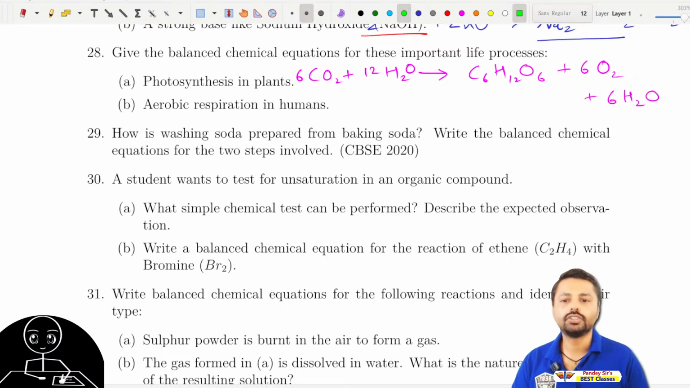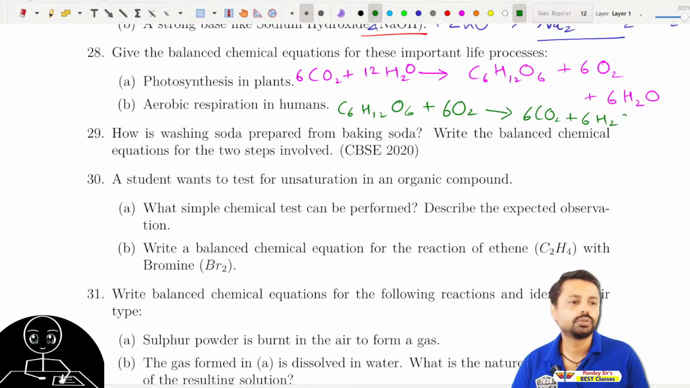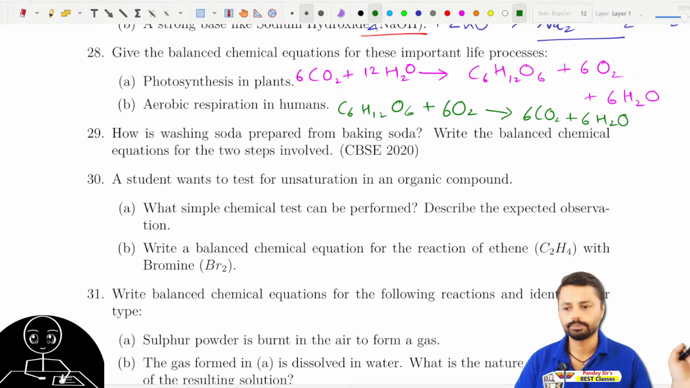Aerobic respiration in human. Normal respiration, that is C6H12O6 plus 6O2 gives you 6CO2 plus 6H2O. Yes, that's it. So that is the aerobic respiration in human.